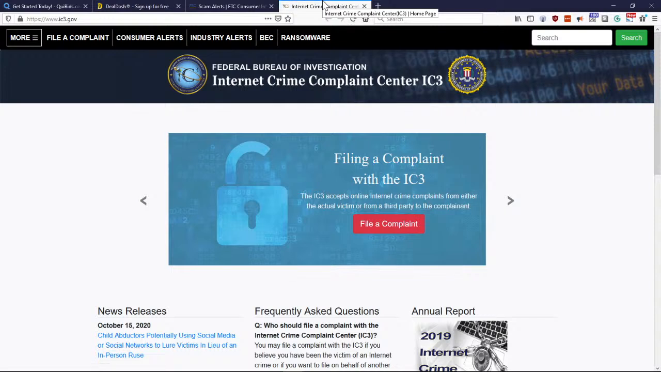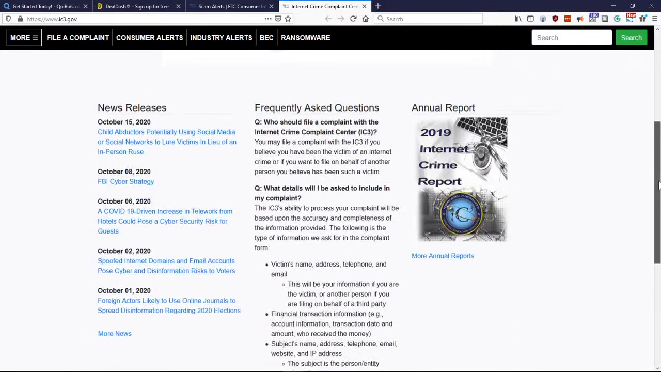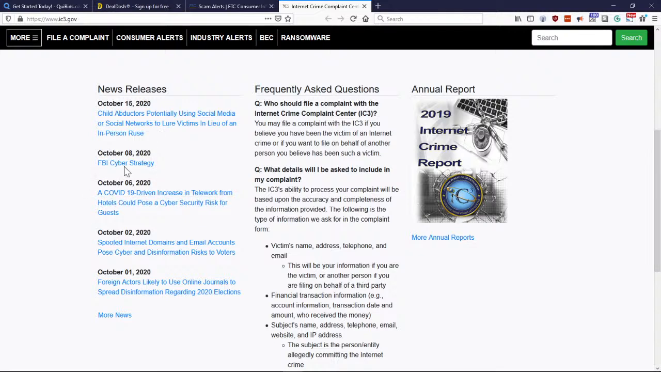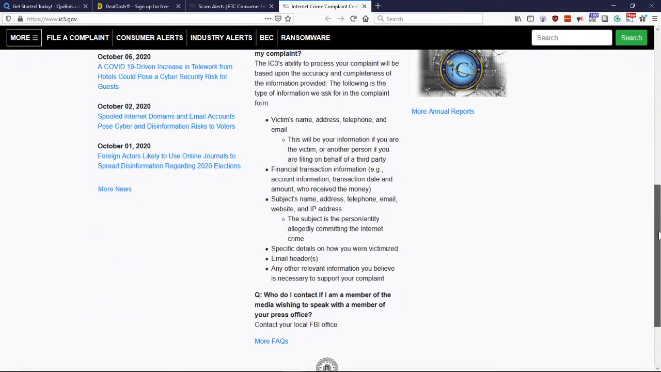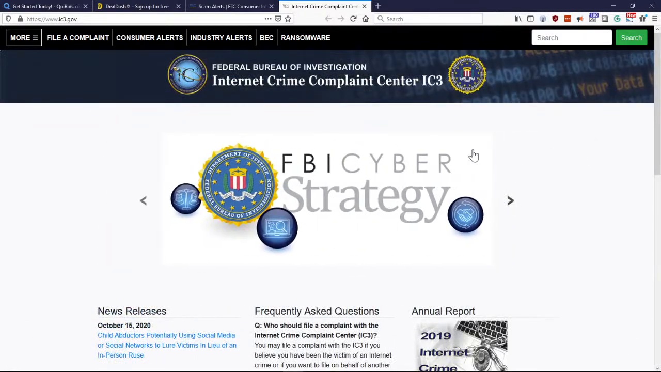So this is the Internet Crime Complaint Center, IC3.gov. This is part of the Federal Bureau of Investigation. They've added some more information here too, talking about ransomware frequently asked questions. And remember, this is a .gov site, so only the U.S. government can actually have one of these sites, okay? So there you go, filing a complaint, FBI cyber strategy and everything.